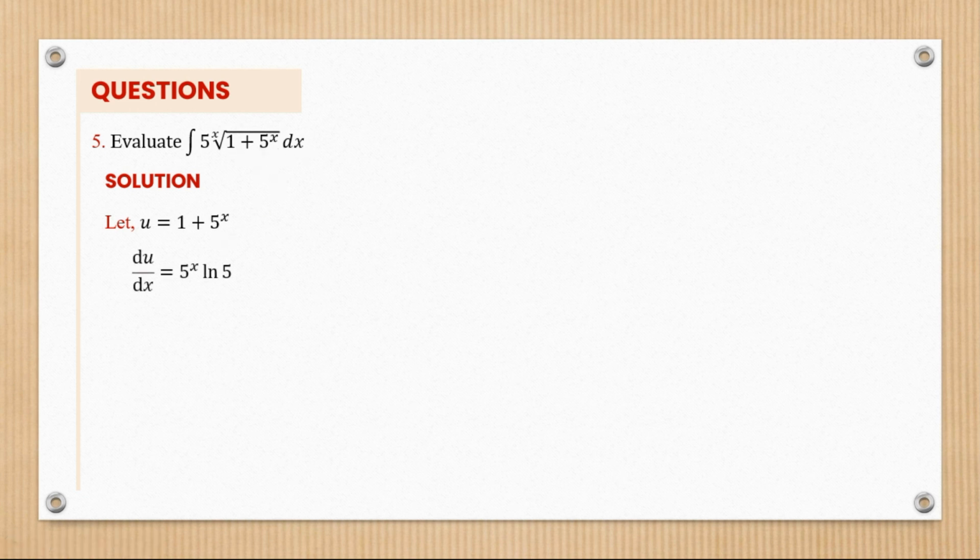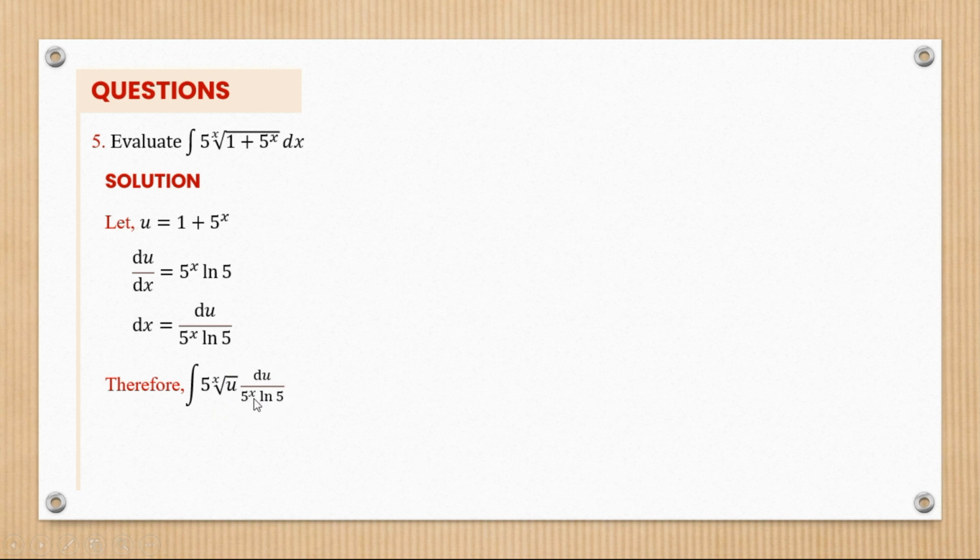And then we can see that du/dx is equal to 5^x ln 5. And then if we make dx the subject, dx is equal to du over 5^x ln 5. Therefore, when we substitute everything back, I'll have 5^x times root of u times du over 5^x ln 5.